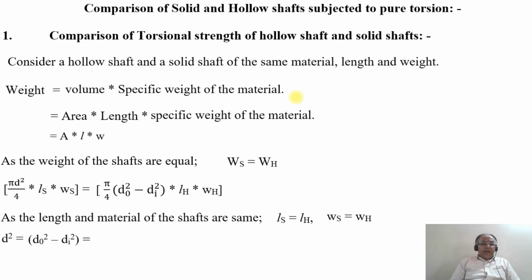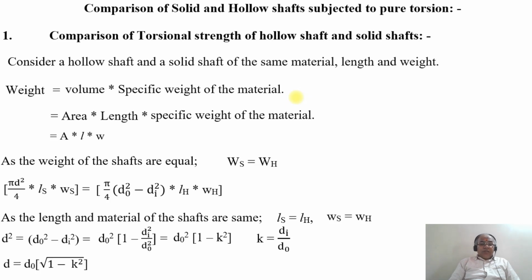Considering the common factor d naught square, we get d naught square into 1 minus di square by d naught square, which will be equal to d naught square into 1 minus k square, where k is the ratio of internal diameter to external diameter, that is di by d naught. Therefore, d will be equal to the square root of d naught square into 1 minus k square, so d is d naught into the square root of 1 minus k square. So that is the diameter.